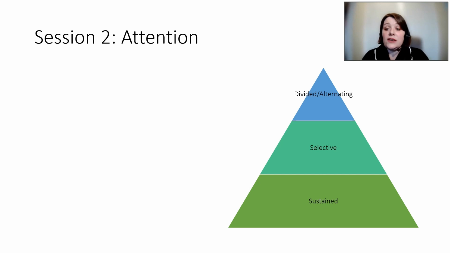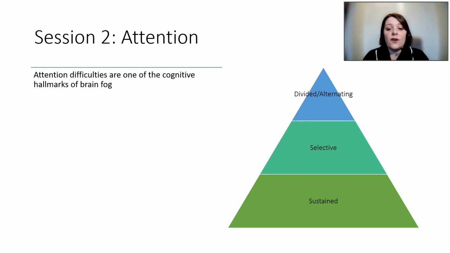The aims of this video are to summarise what was discussed in the earlier sessions in regards to attention, memory and executive functions. So let's start by recapping attention. Attention was one of the earliest cognitive functions that we discussed, and it acts as an important foundation for the other cognitive functions. We discussed that attention difficulties are one of the cognitive hallmarks of brain fog.